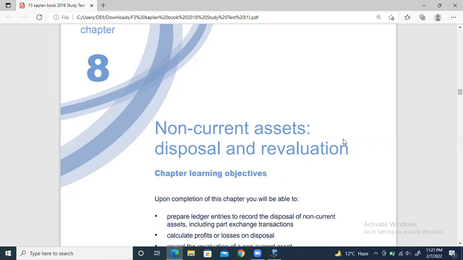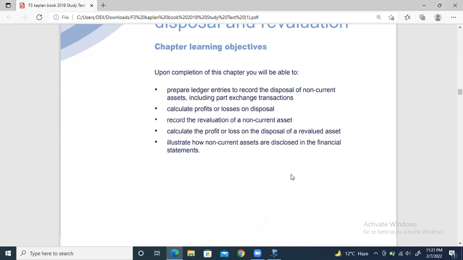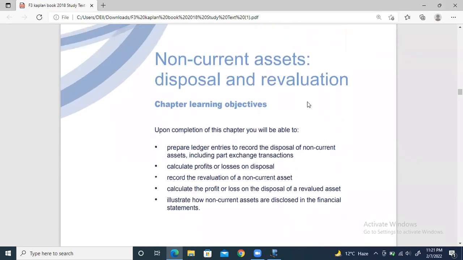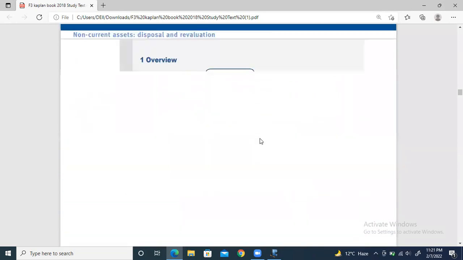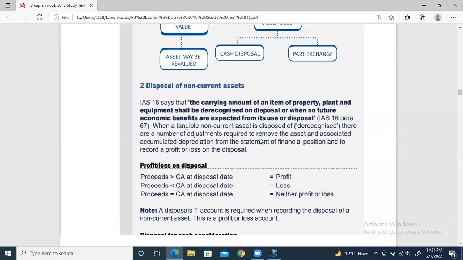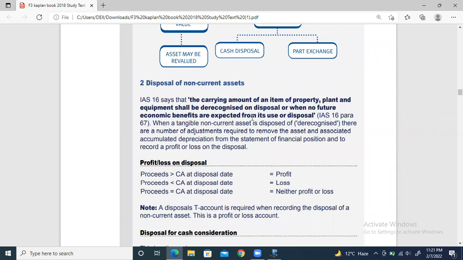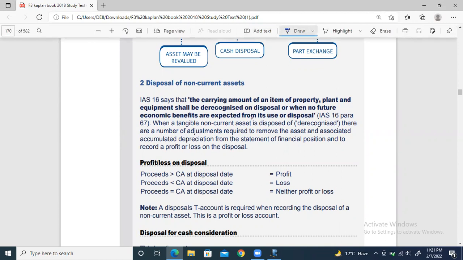So first of all, we'll discuss the disposal, and secondly, I'll come towards the revaluation, because revaluation is mostly theoretical, right? And disposal is mostly, you can say, calculative part. Okay. Now, let's first discuss the theoretical knowledge regarding the disposals, because first we are looking at disposals, okay. So first of all, let's see.